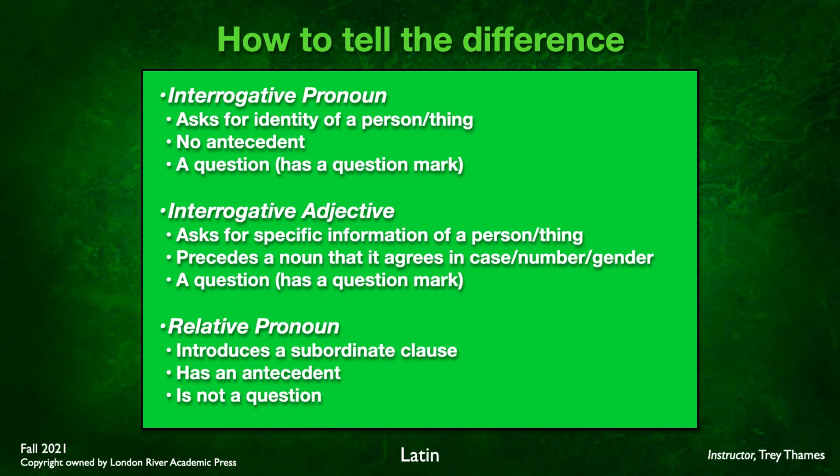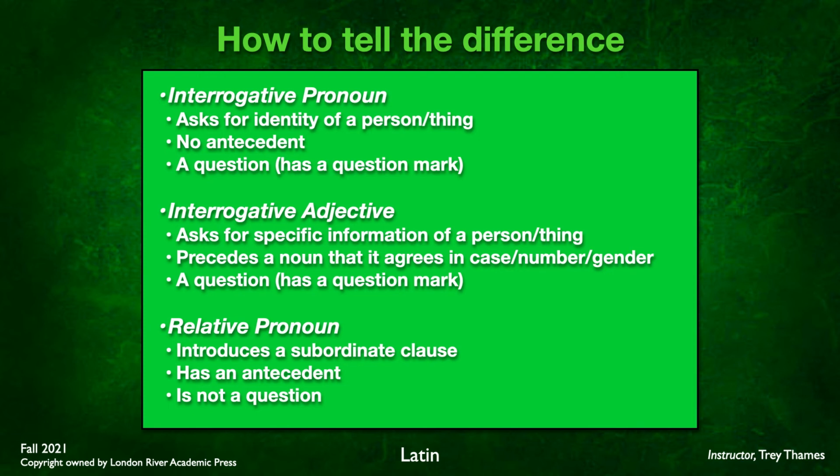Unlike the relative pronoun, which will require an antecedent because it's in a secondary clause with an antecedent in the main sentence, this does not. It's just simply a pronoun. And so it's a part of a regular sentence, and it's being used as all pronouns in place of a noun. And of course, since it's a question, it'll have a question mark. So if you see a question mark, it's going to be either the interrogative pronoun or the interrogative adjective.